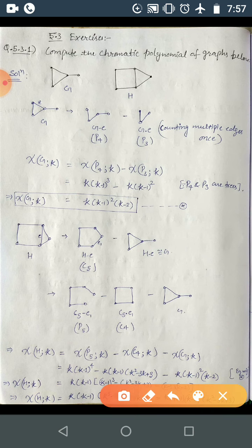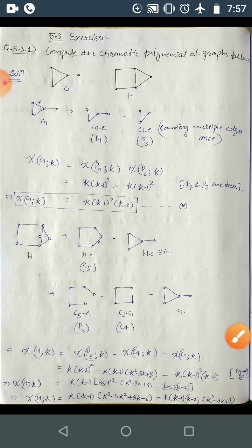Now come to some exercises based on this one. Exercise number 1, compute the chromatic polynomial of the graph given below. So this one, the chromatic polynomial of this first graph G, and we need to find the chromatic polynomial for H, correct? So for G, first compute this one. So I will be only using this chromatic recurrence, this one.